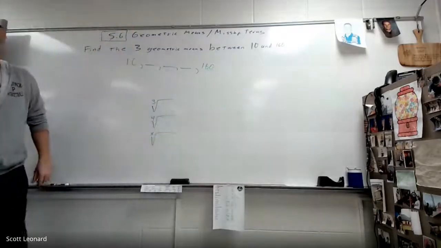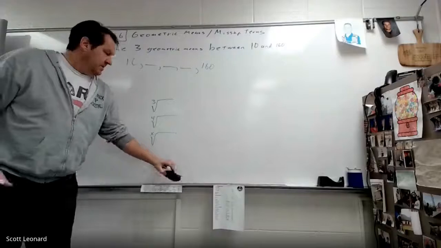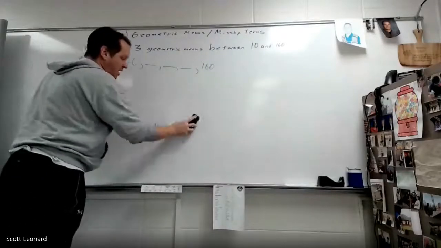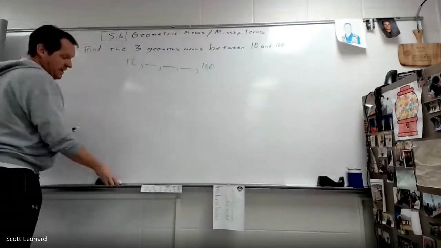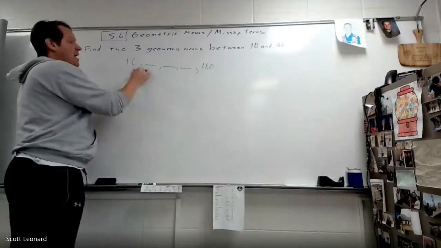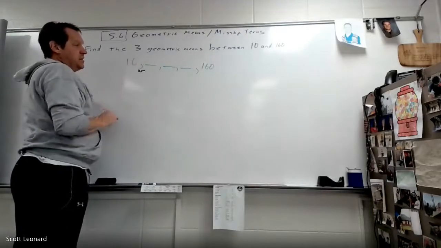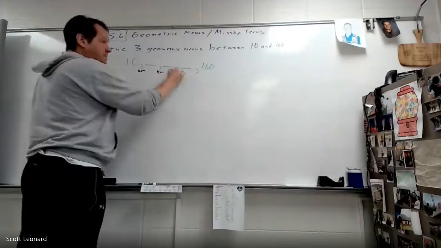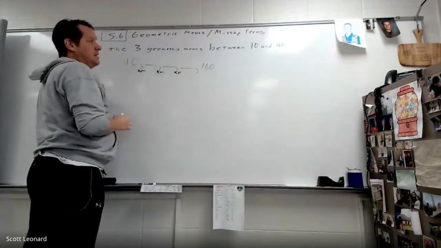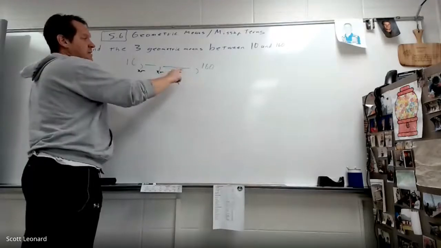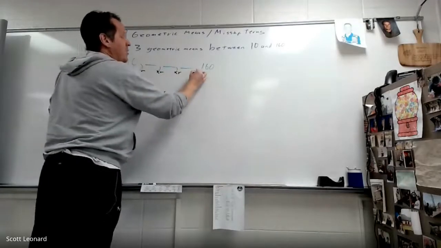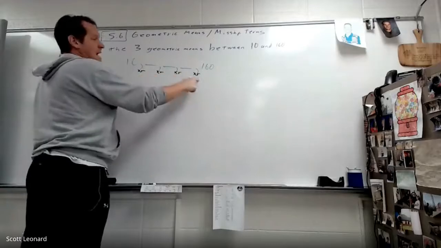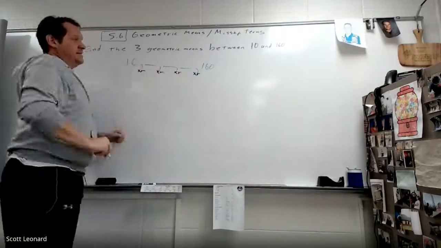All right. And to do this, I want to determine how many R values it's going to take for me to get there. So if I multiply by R, I'll get the second term. If I multiply by R again, I'll get my third term. Multiply by R one more time, that'll give me that term. And then multiply by R a total of 4 times, and I'll get from 10 to 160.